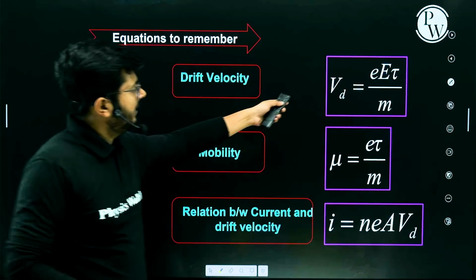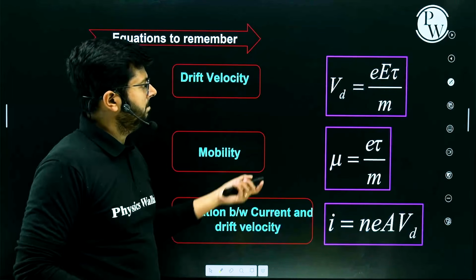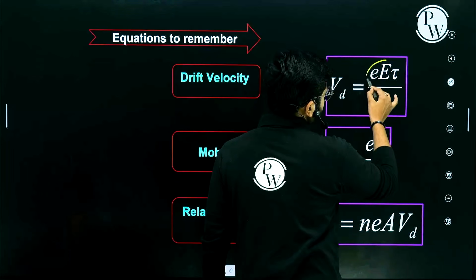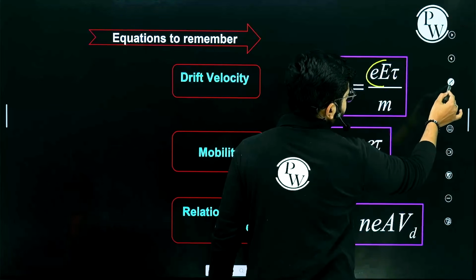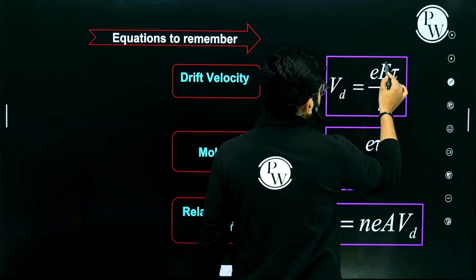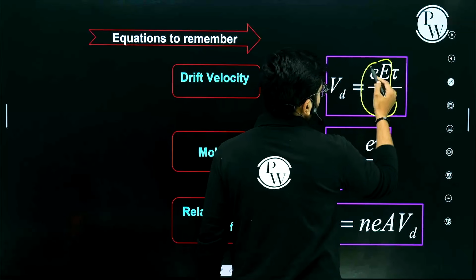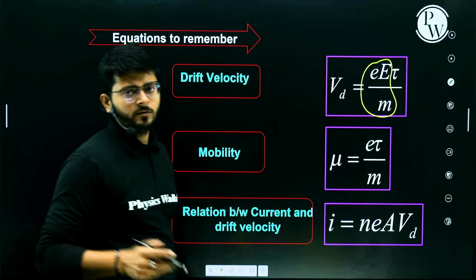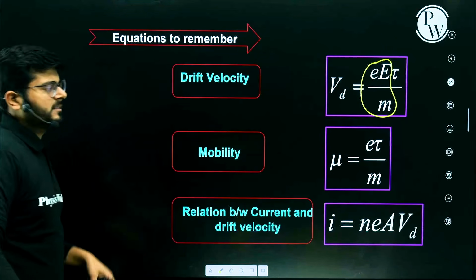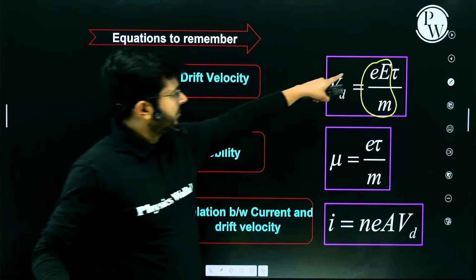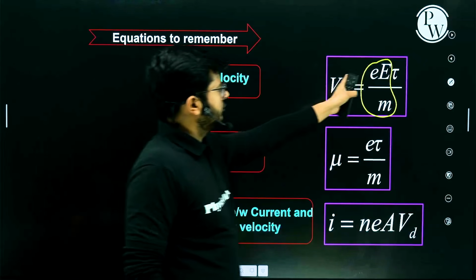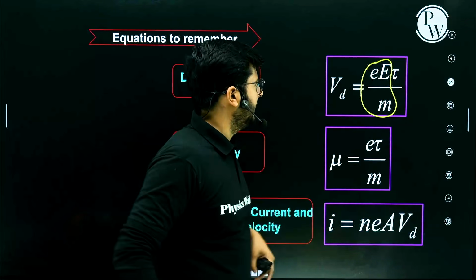Right now you see that drift velocity is E tau upon m. This is very simple. This is the acceleration, force upon mass, and using u plus at, a into t is the drift velocity. Mobility is just this proportion. The electric field should be taken out, so tau upon m is the mobility.